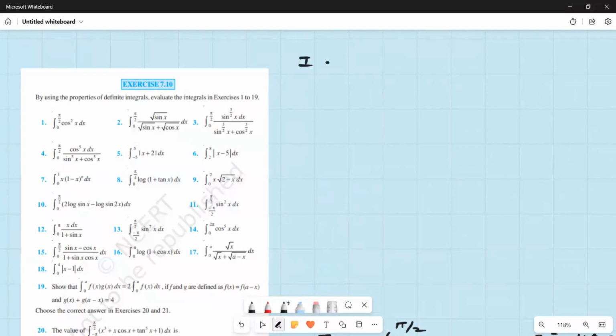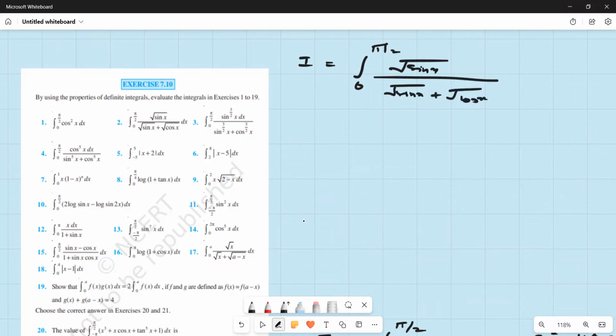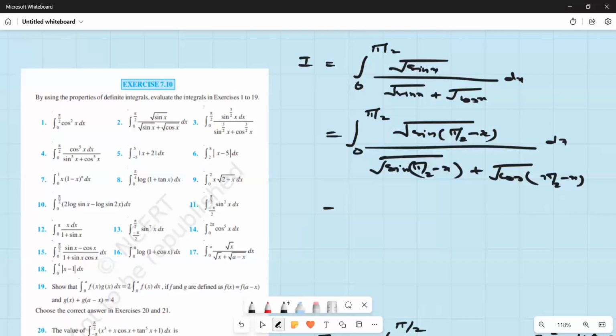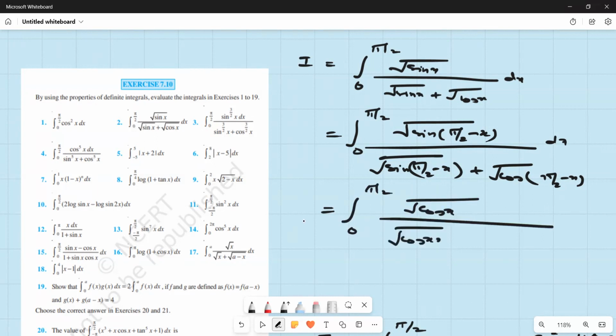I is equal to integral from 0 to pi by 2 of root sin x upon sin x plus cos x. Use a minus x property only. So this will be 0 to pi by 2, sin of pi by 2 minus x, and the denominator sin of pi by 2 minus x plus cos of pi by 2 minus x, right? What will that be? 0 to pi by 2, it will become cos x. Similarly, in the denominator, this is cos x, this is sin x, right? If you check, isn't the denominator of first and second the same? Denominator sin x plus cos x.